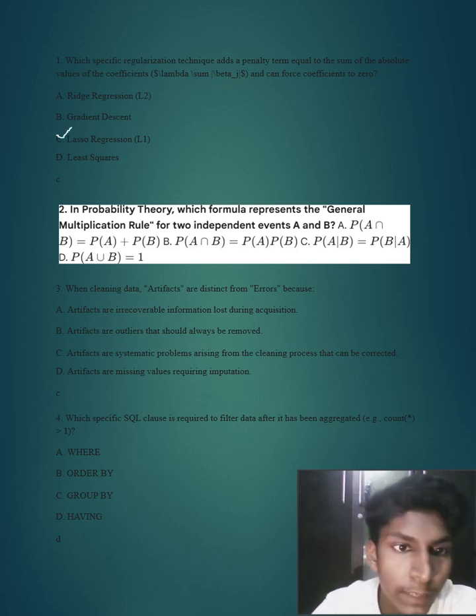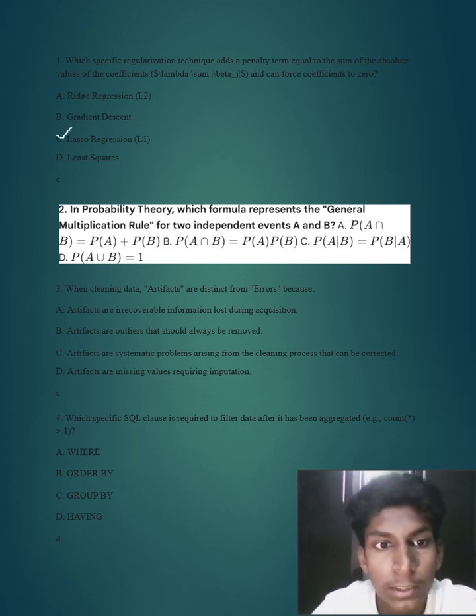On to the second question, in probability theory, which formula represents the general multiplication rule for two independent events A and B? Option A, P of A intersection B is equal to P of A plus P of B. Option B, P of A intersection B is equal to P of A into P of B. Option C, P of A given B is equal to P of B given A. Or option D, P of A union B is equal to 1. So the correct option is option C. So let me mark it with the black one so it is visible on the white. Okay, option C is the correct option.